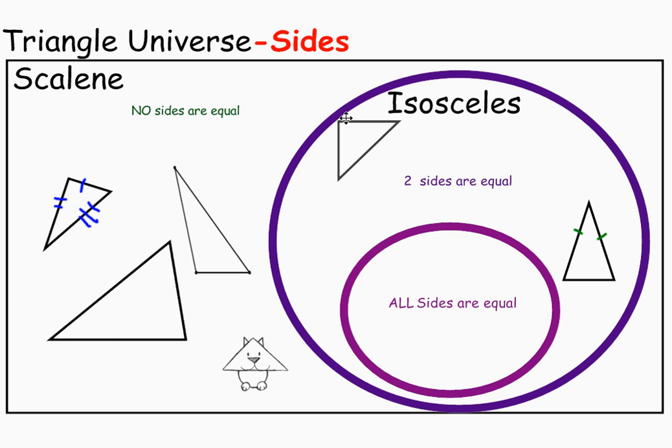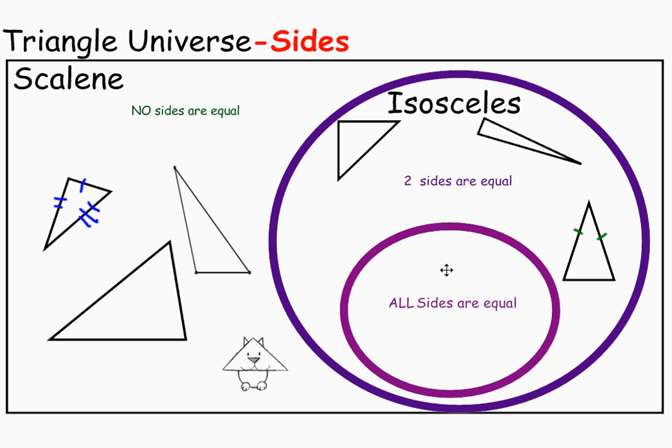And they can be right triangles. Okay? They can be real tiny little angled triangles. And we can have really narrow, skinny ones. Isosceles triangles could also have really fat angles. The only thing we're talking about here is that the sides are equal.